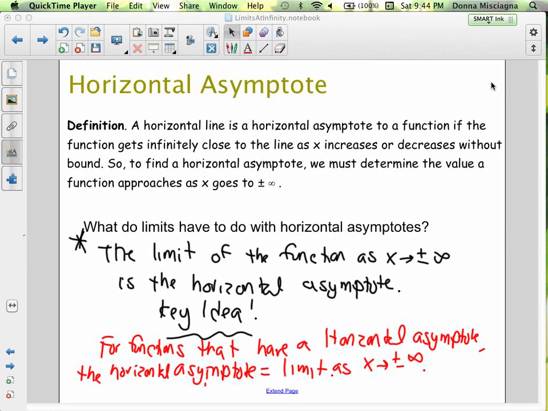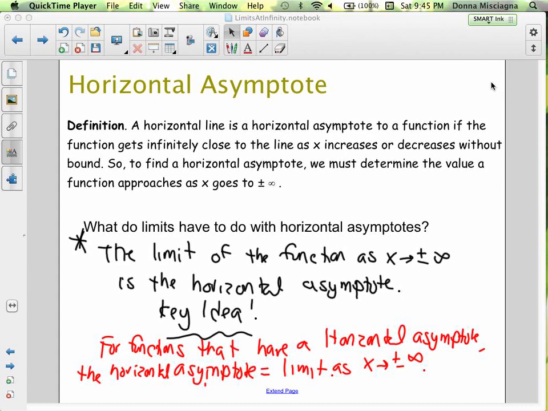Well, key idea: the limit of the function as x goes to positive or negative infinity is the horizontal asymptote. For functions that have a horizontal asymptote, the horizontal asymptote equals the limit as x approaches positive or negative infinity. This isn't in your notes. Please write that down. Actually, anything that I have handwritten in this particular podcast, I'd like you to write down. We're going to be taking limits as x goes to positive or negative infinity and looking to see if we have a horizontal asymptote.